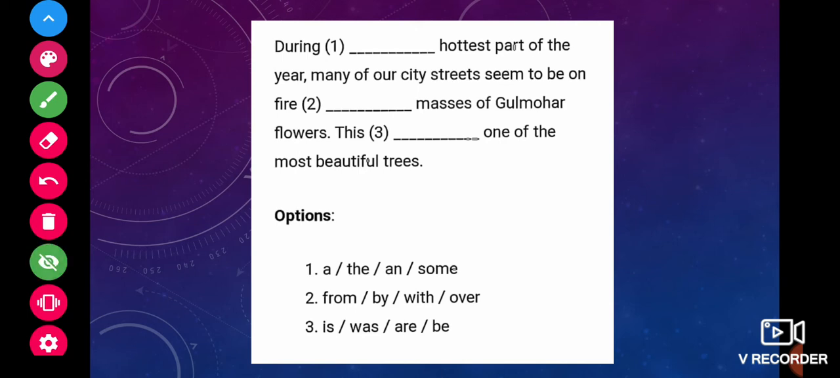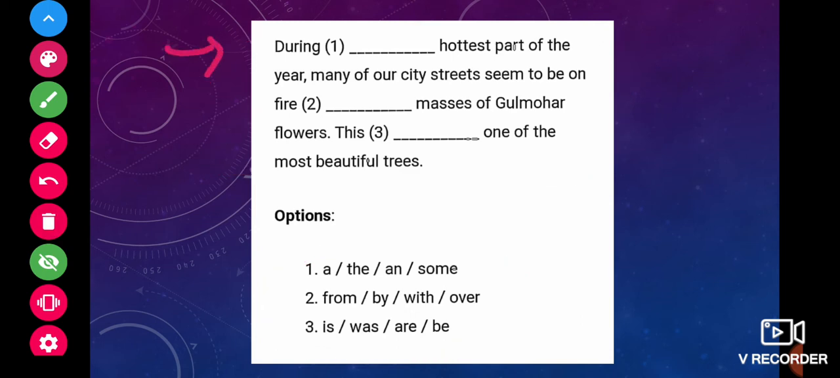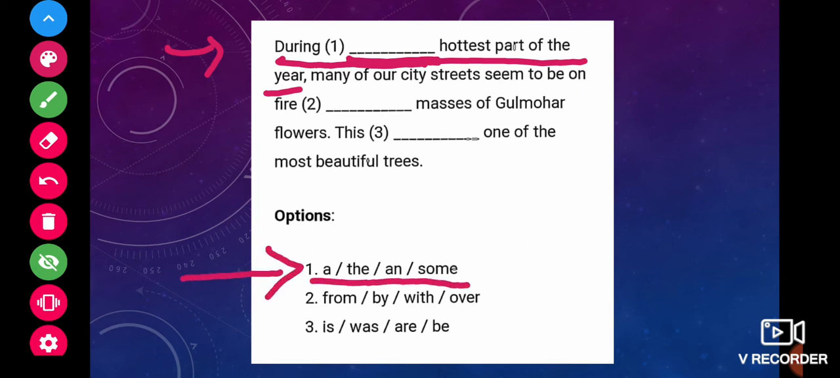Okay, so this is another question of gap filling. This is a paragraph. There are 3 blanks and there are 3 options here. So let us look at the question. "During dash hottest part of the year." Now in this blank, we can use any of these options: a, the, and some. When you look at this word hottest, it is in superlative degree. So we know that before superlative degree, we always use the. So the first answer is the, which will come in the first blank.